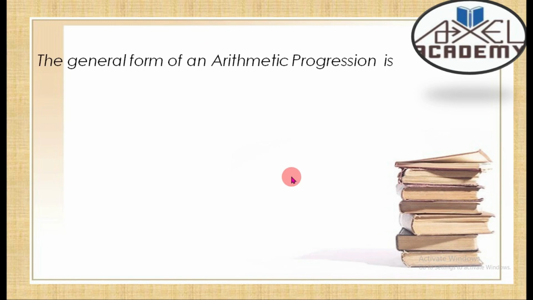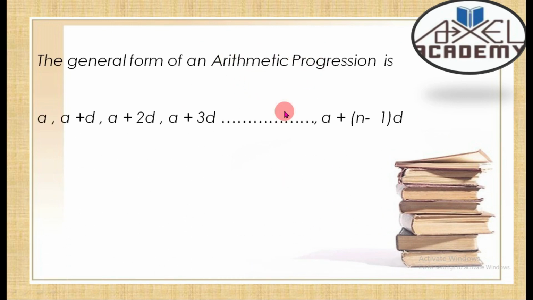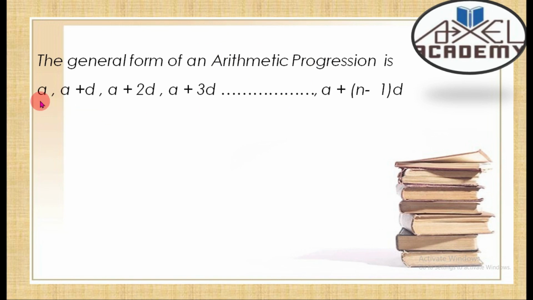Now coming to the general form of an arithmetic progression. Basically, till now we have learned that the arithmetic progression is represented like this: a, a plus d, a plus 2d, a plus 3d, and so on, up to a plus (n minus 1) times d. Why (n minus 1) times d?